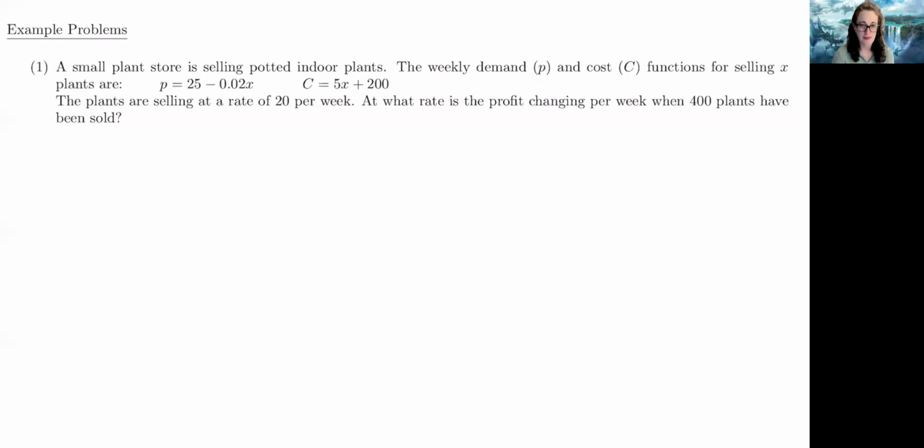As far as the general guidelines or steps go, we don't really have a picture to draw. If you want to, you could draw a picture of a plant, but it's not important in this case. There's just no geometric situation that's happening. So let's go through and extract everything that we've got here. In the first sentence, a small plant store is selling potted indoor plants. That's fine. There's nothing that we can extract from that mathematically to help us. The weekly demand and cost c functions for selling x plants. Okay, so per week, we have this price function and this cost function. Then it says the plants are selling at a rate of 20 per week. So here we have a rate. Now the variables that we have here, just to keep track of everything and make sure that we're all understanding our economics variables, x in this case will be the number of plants.